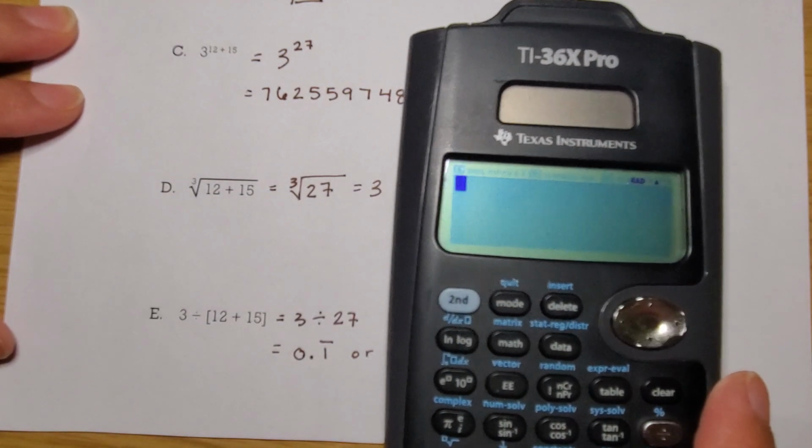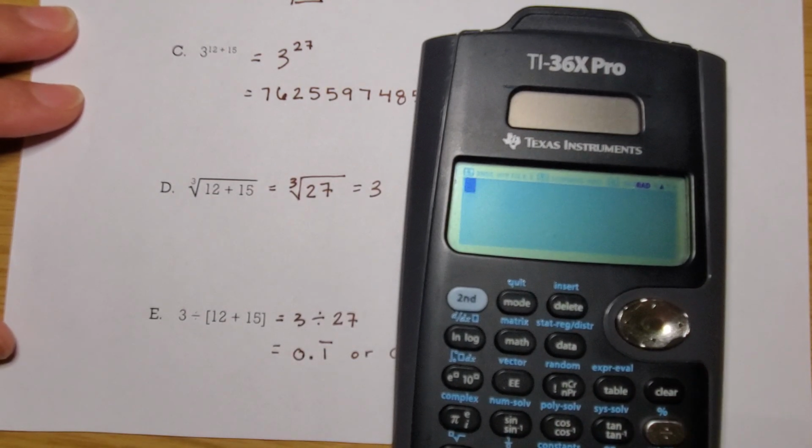When I go to check this whole thing on my calculator, I'm going to do 3 divided by, and my calculator doesn't have these square bracket symbols on it because my calculator knows those are basically parentheses. So I can go ahead and type those in as parentheses. And it should give me 0.1 repeating, which it does.